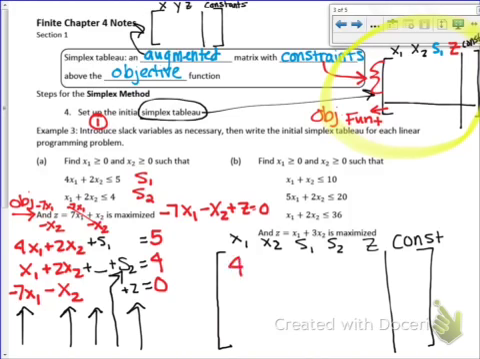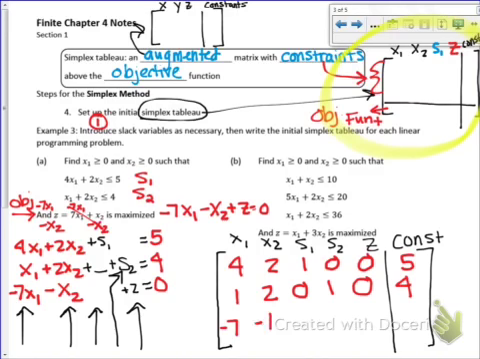So I have 4, 2, 1 S1, 0 S2, 0 Z, and then 5 for that first row. In the second row I have 1 X1, 2 X2, no S1s, I do have 1 S2, I have no Z's, and then 4 for that second row. And in that third row, now you're going to have negative 7 for X1, negative 1 for X2. Your objective function has no S's, it has 1 Z, and then you're going to have a 0 for that constant. Right? And then you just need to draw a line above your objective function.